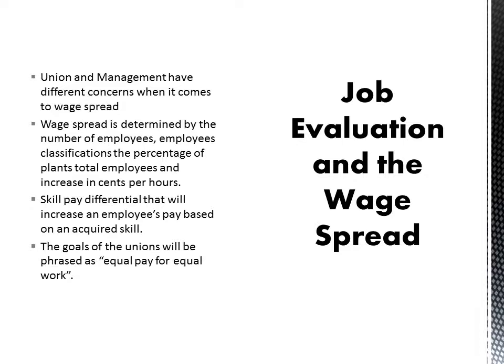Job evaluation and the wage spread. Union and management have different concerns when it comes to wage spread. It is the internal distribution of proposed or negotiated wages to the bargaining unit employees. Wage spread is determined by the number of employees, employee classification, the percentage of plant total employees, and increase in cents per hour. Management may feel that wage spread is good for the company because it gives highly skilled workers higher pay and the lower skilled workers a chance to upgrade their skills in order to receive higher pay.